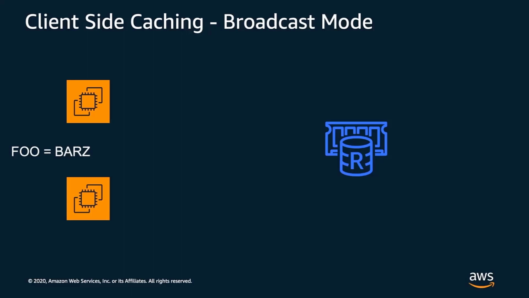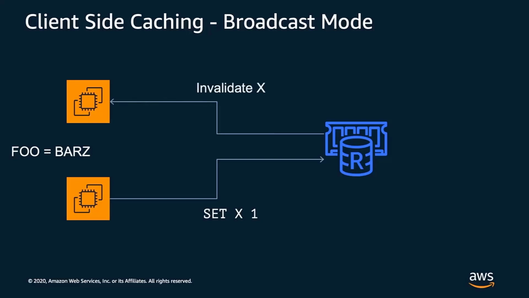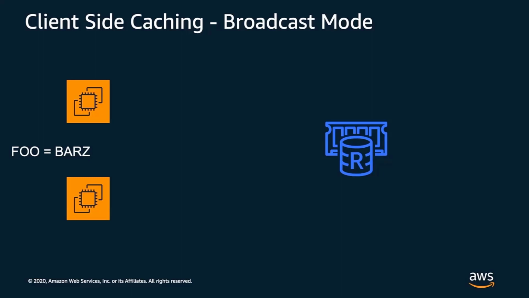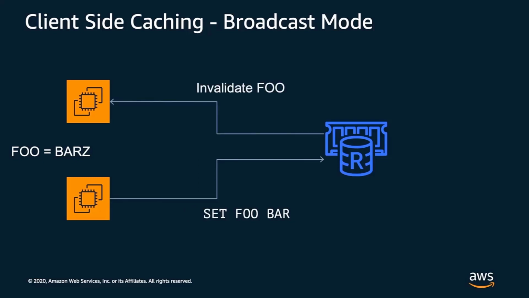First, we're starting out with the value of foo being set to bars. Now, let's say a client sends an update to the key named X to the value of 1. But our client doesn't really care about it because it never fetched it in the first place. So it doesn't have it locally, and it just ignores that update. But the next update that comes in sets the value of foo back to bar. Now, since the client is caching this key, when it receives this invalidation message, it removes it from the local memory.